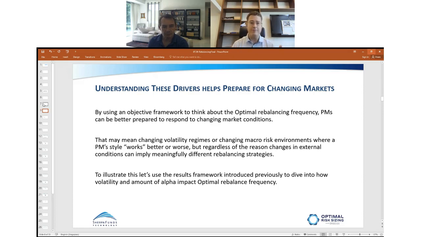So then you're prepared. You know if there's a volatility spike, you should be rebalancing more or less frequently based on the other inputs you have. You know that if there's a period where your style is running out of favor, again, maybe there's a benefit to rebalancing less frequently, or maybe more frequently. But again, these are decisions that don't tend to be as clear-cut and intuitive as you might first think. But having this framework gives you an objective way to navigate the thought process.